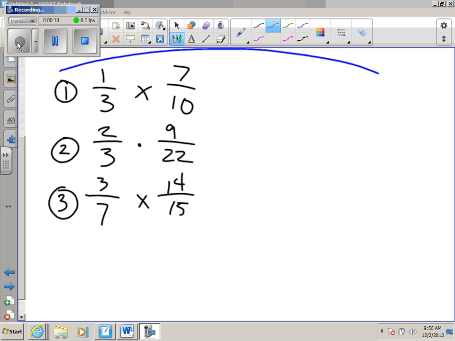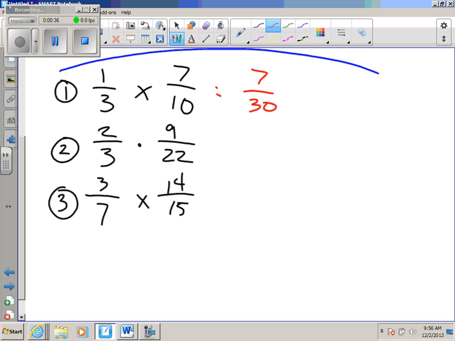So the number one rule when you multiply is make sure everything's in fraction form. Everything in fraction form? Good. Then we look diagonally and see if there's anything in common that I can divide both of them by, and there are not here. So straight across, we should just have 7 over 30. Okay? Number 2, a little bit different story.